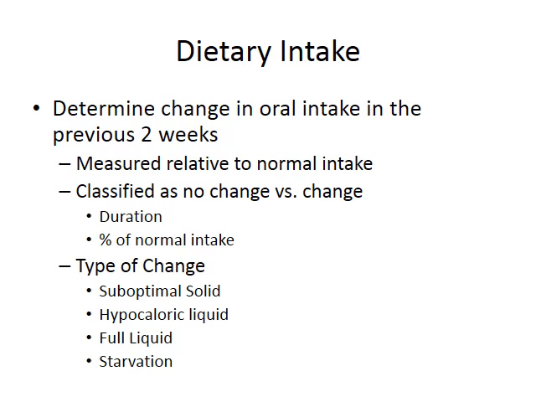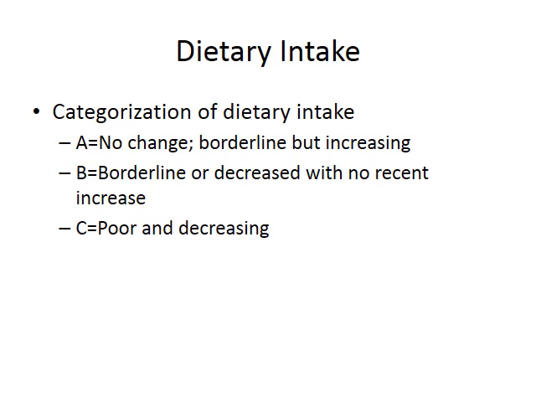Additionally, dietary intake can be categorized by type of change. Can the patient tolerate solid food but only eat 50% of meals? Are they dependent on a hypocaloric liquid, a full liquid diet, or has there been complete starvation with inability to tolerate PO? Dietary intake is then categorized as either A, no change, or borderline poor intake but increasing, B, borderline or decreasing intake with no recent increase, or C, poor and decreasing intake.